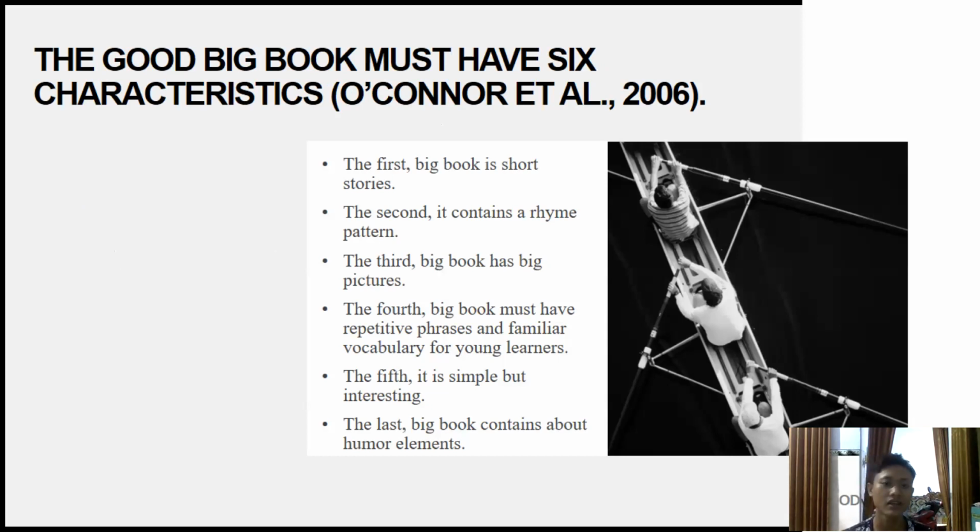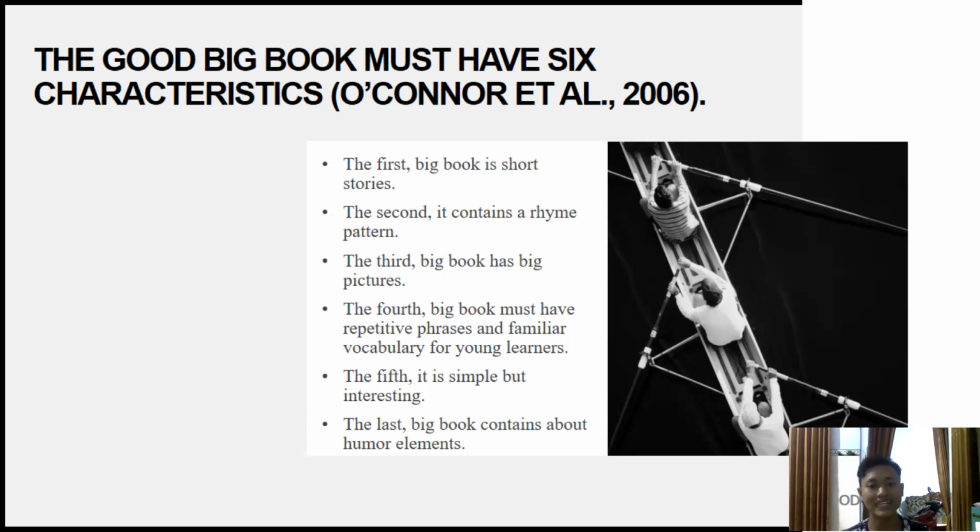And then second, it contains a rhyme pattern. The third, a big book has big pictures. Yeah, I think that it will hook the students and make it more attractive. And the fourth, a big book must have repetitive phrases and familiar vocabulary for your learners, because young learners are actually beginners.